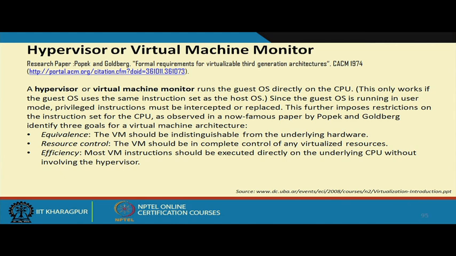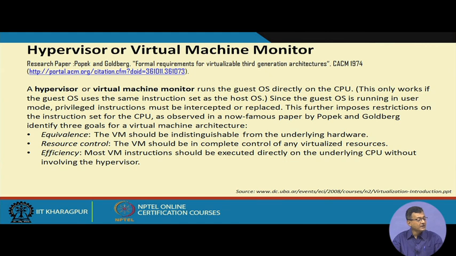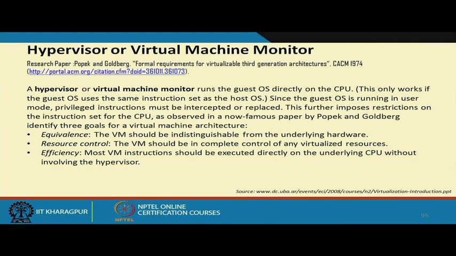So, there are several issues as depicted by Popek and Goldberg, that there are three goals of virtual machine architecture. One is equivalence: the VM should be indistinguishable from the underlying hardware, as if the virtual machine is running on the hardware itself. Then resource control: the VM should be in complete control of the virtualized resources. So, if you give me a 4 GB machine, a 30 GB, 60 GB hard disk and so forth, I should have complete control over it, right, as a subscriber.